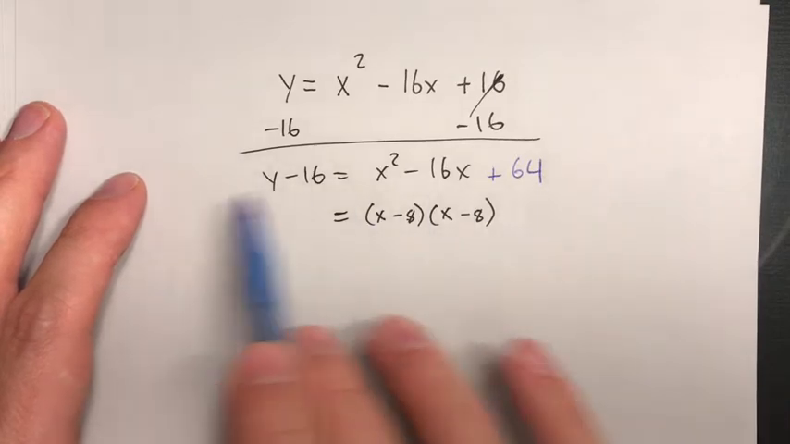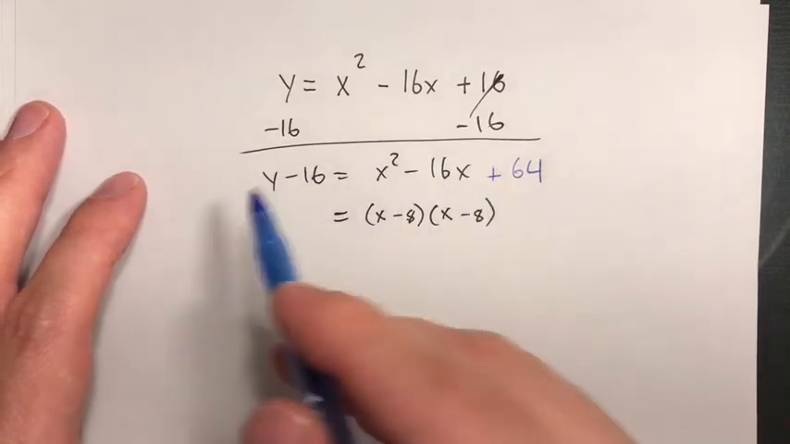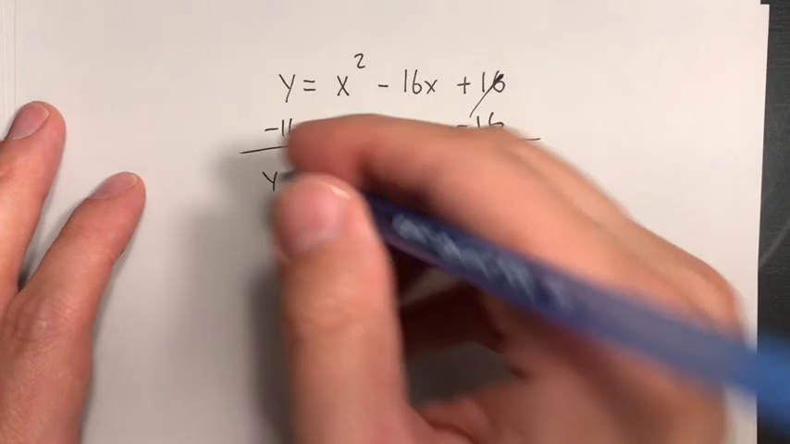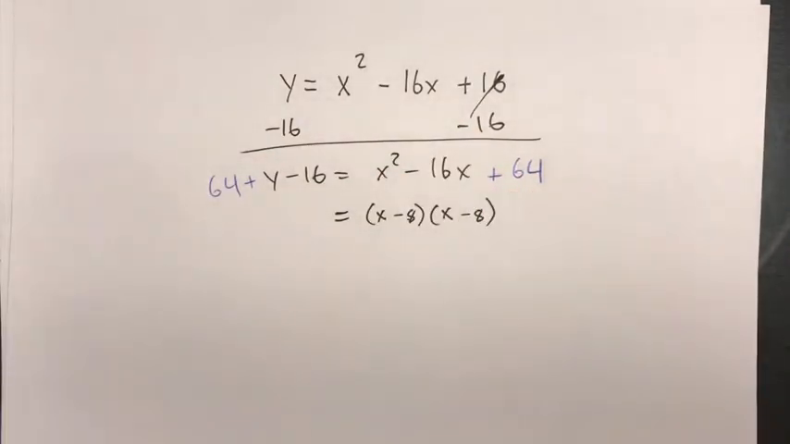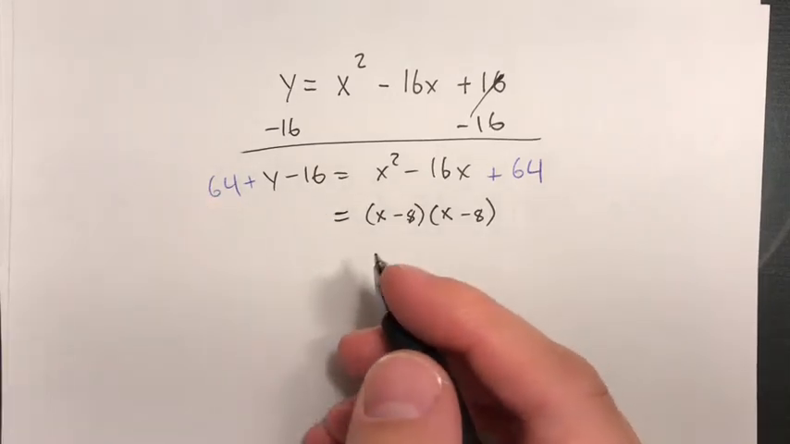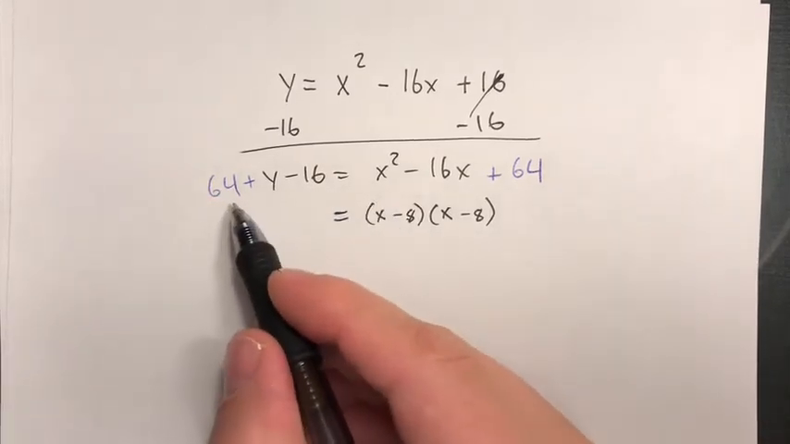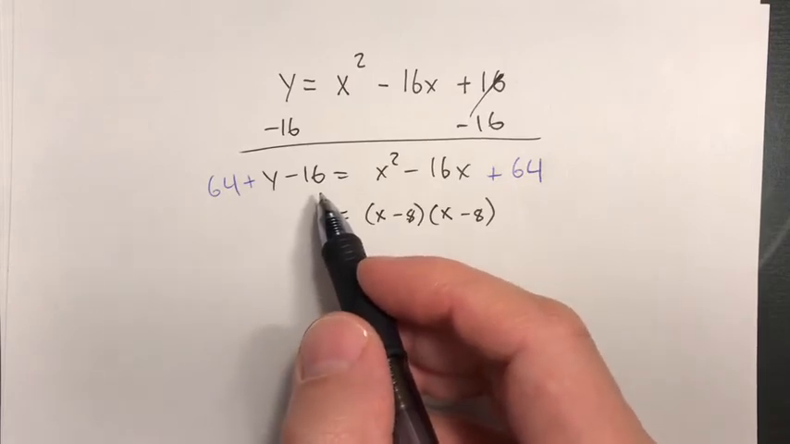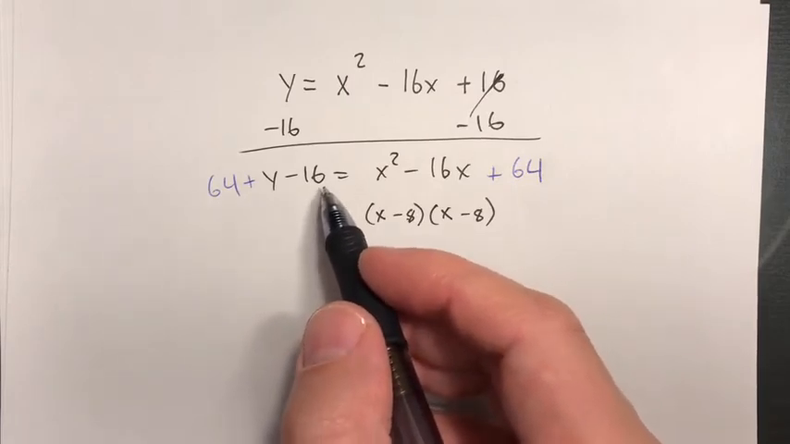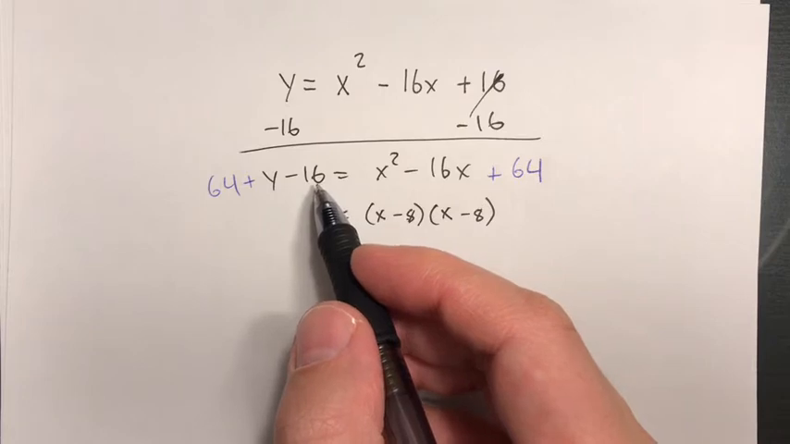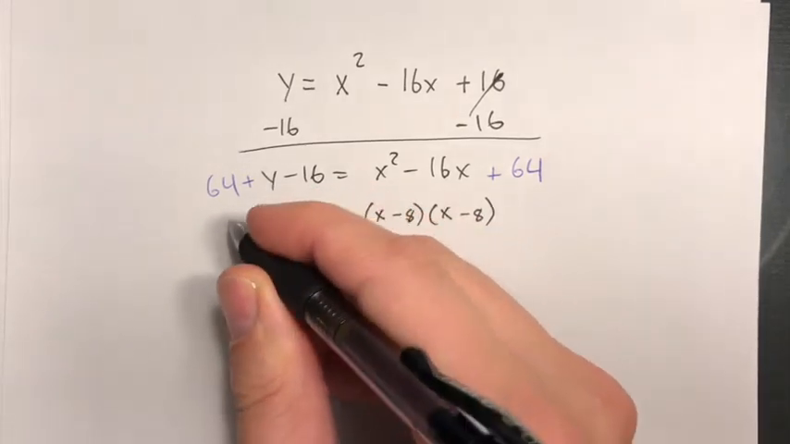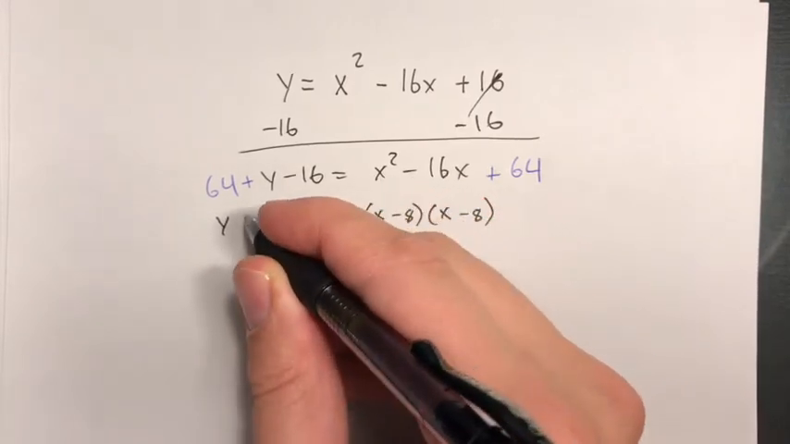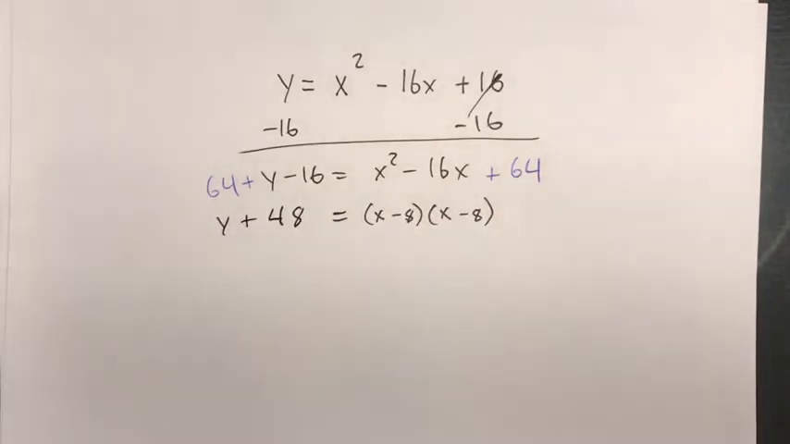But in order to make this algebraically make sense, we are going to have to make sure that we put the plus 64 on both sides, right? So this is going to be that balancing act that allows us to do that in the first place, okay? So we're going to clean up the left side. 64 minus 16, let's see here. 64 minus 10 would be 54, minus another 6 would be what? 48? All right. So we got y plus 48 over here.